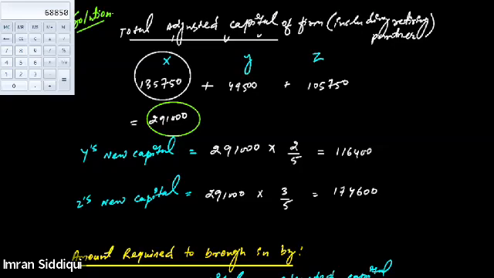And we calculated only Y's and Z's new capital. Why? Because X is retiring now, so we are not required to find out X's new capital. So we only have to find the remaining partners' closing capital. Yes, because one partner is retiring.